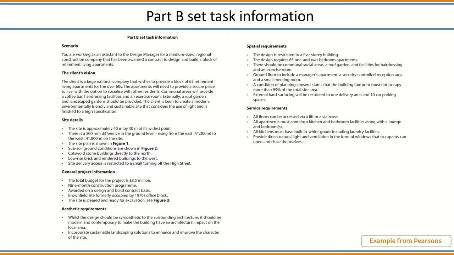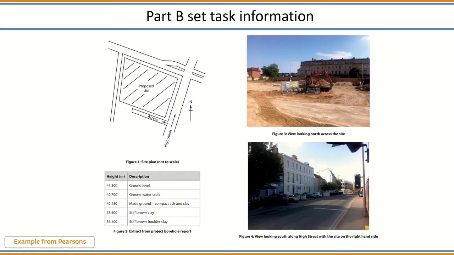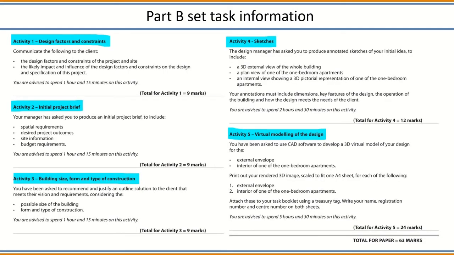Every set task has the same sections, but with a different case study. The briefing also has the drawing of the site plan, an extract of the borehole report, and 2 pictures of the site and surroundings. The set task has 5 activities. Activities 1, 2, and 3 are written activities. In Activity 4, you need to draw freehand sketches, and in Activity 5, you need to draw using software like AutoCAD, SketchUp, or Revit. Now, I will go over each activity one by one.